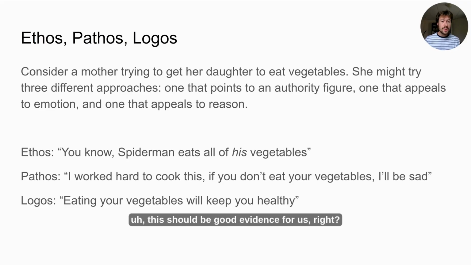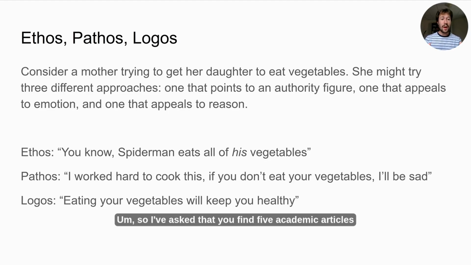But as adults, this should be good evidence for us, right? If we know for sure that A leads to B and we want B, then we know that we need A, right? So these are 3 examples of the kinds of evidence that you might encounter as you research and the kinds of evidence that you should be analyzing in your research paper.